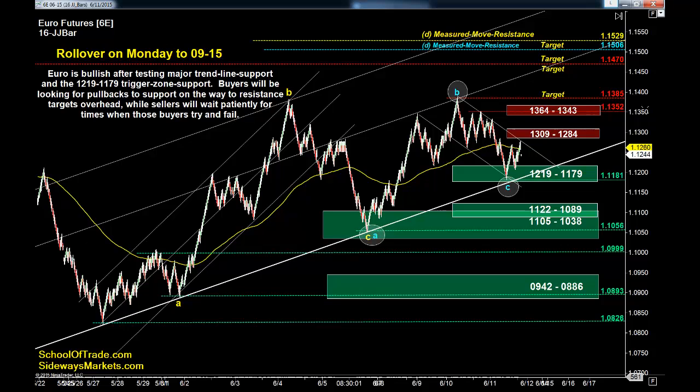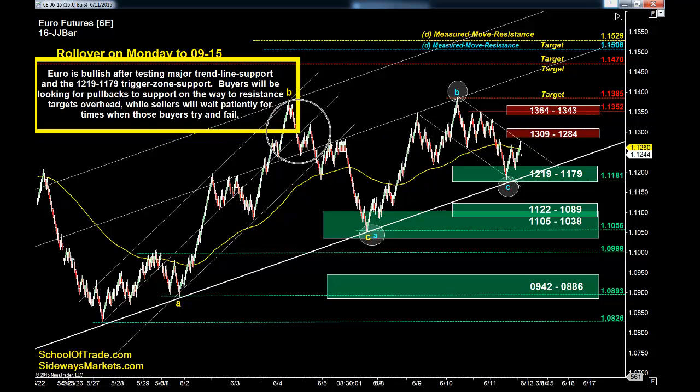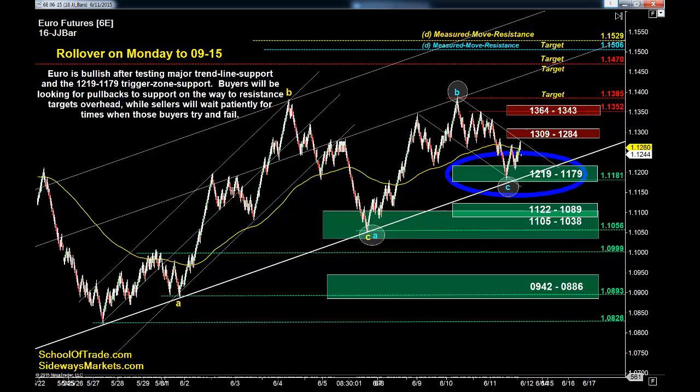Okay, got that off the table here. The Euro is bullish after testing the major trendline support. Yep, talked about that. Got the major trendline support, and that trigger zone support, right? Same spot it was on Tuesday, so that's no surprise there. Okay, buyers, we're looking for pullbacks at support areas on the way up to resistance targets overhead. So as we're rotating off this high, we're looking for pullback trades here at levels of support.